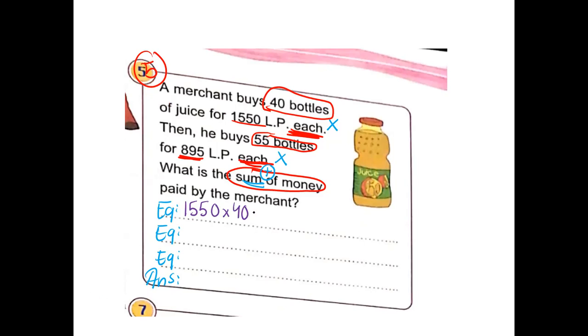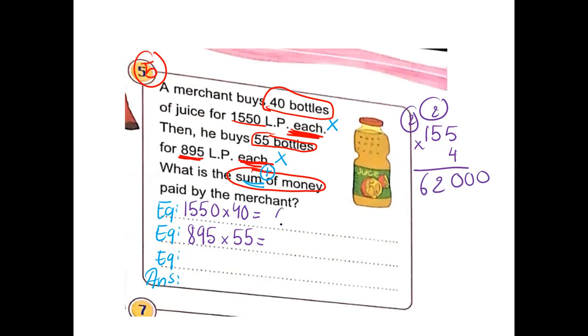1550 times 40. In the second one, 895 times 55. Let's skip the zeros. Let's arrange just 155 times 4. Then in the answer, we will place the two zeros on both sides. 4 times 5, 20. Again, 4 times 5, 20 plus 2, 22. 4 times 1, 4 plus 2, 6. Then how many zeros do we have? 1, 2. We have 2 zeros. So the answer is 62,000.